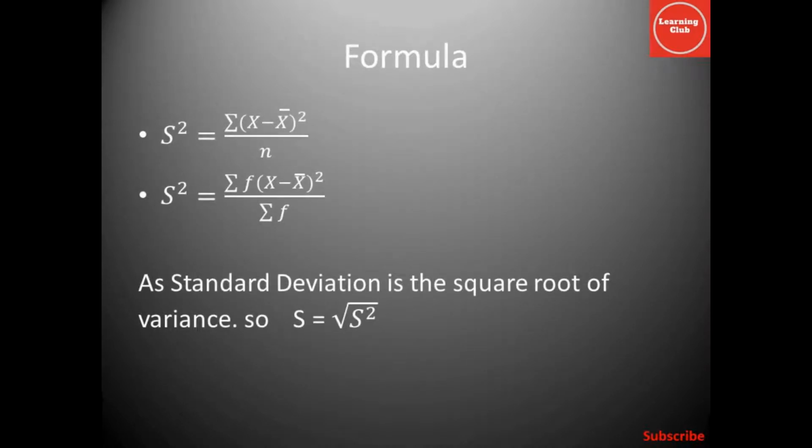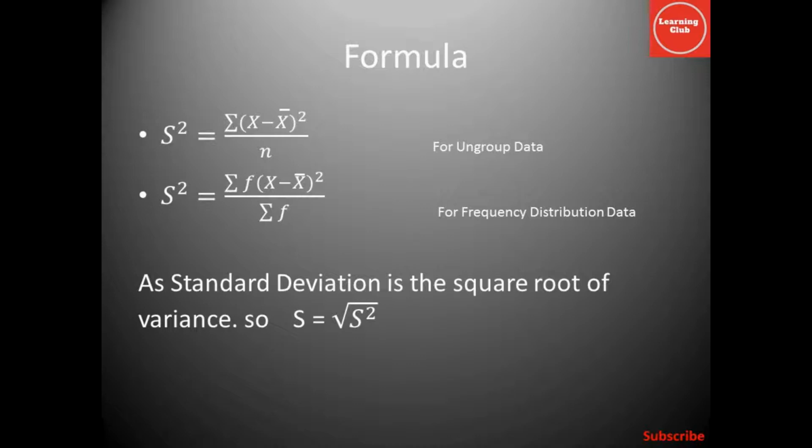The formula of variance for ungrouped data, meaning data in which we don't have frequency, is S square equal to the sum of (x minus x bar) square, meaning the sum of squared deviations, divided by the number of values. For frequency distribution data, S square is equal to the sum of f times (x minus x bar) square, again the sum of squared deviations, divided by the total frequency. And if you want to calculate standard deviation from this variance, just take the square root of this formula. The answer will be termed as standard deviation.